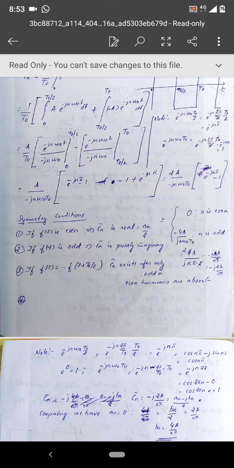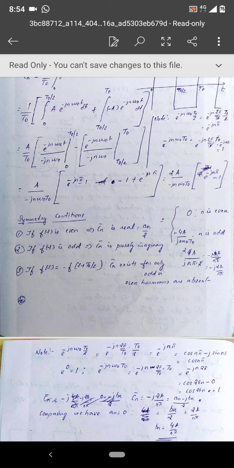That is, instead of t, I substitute t naught by 2. So we know what omega naught is: it is nothing but 2 pi by t naught, and t naught by 2 remains. The t naught and t naught get cancelled, 2 and 2 get cancelled, and what we get is e raised to minus j n pi. So e raised to minus j n omega naught t naught by 2 is simply e raised to minus j n pi.